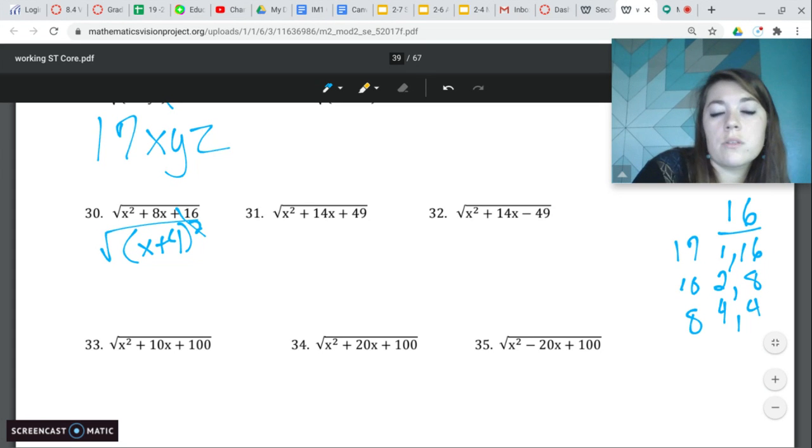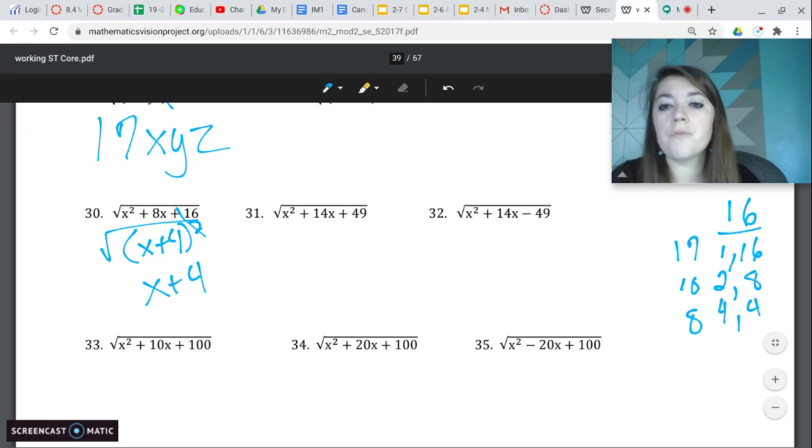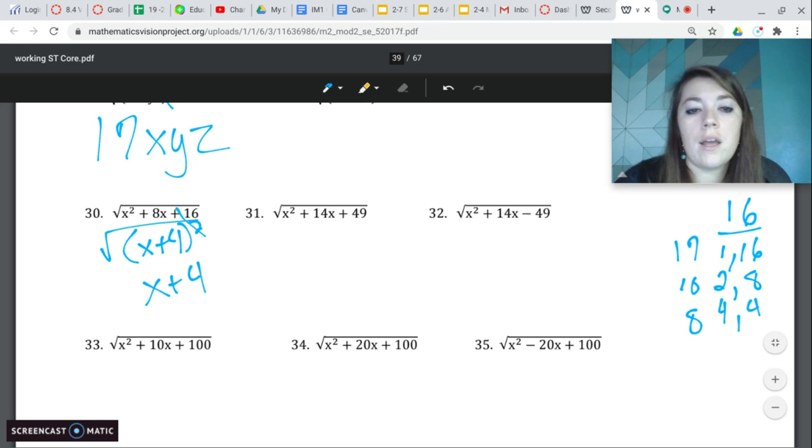Now, it's just like the problem up above. The squared cancels, so we're left with x plus 4. So be careful on these ones here when you're factoring them and getting them into the case of two binomials being multiplied together. Be super careful with those.